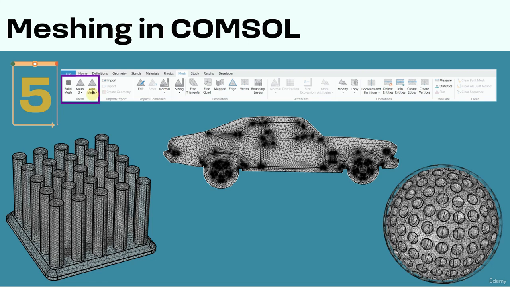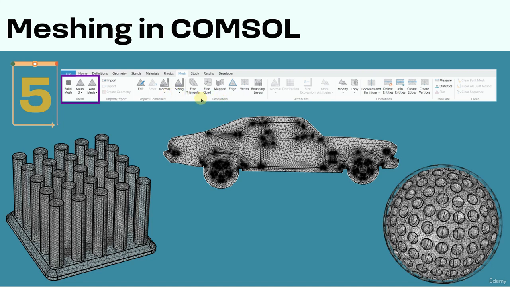There are mainly two types of mesh systems in COMSOL. One is physics-controlled, the other one is user-controlled. We will discuss these options in detail in the upcoming phases of this course. After adding the mesh, you can simply click on Build Mesh and your mesh will be created. And you have different options for the mesh.